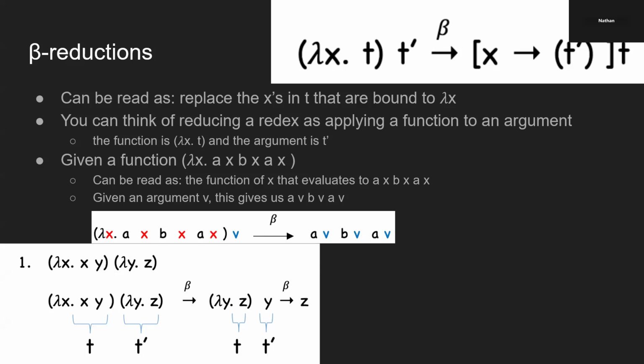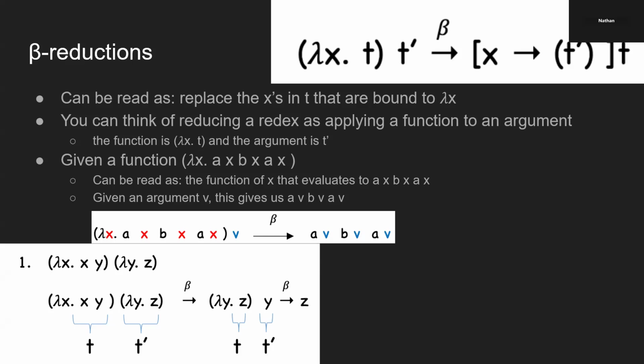If you saw that. So for example, given a function lambda x ax bx ax, you can read it as the function of x that evaluates to ax bx ax, and given an argument v, you just replace the x's with v, which is, think of like arithmetic or functions in math, right? That's kind of what we do there, just replacing with the arguments.